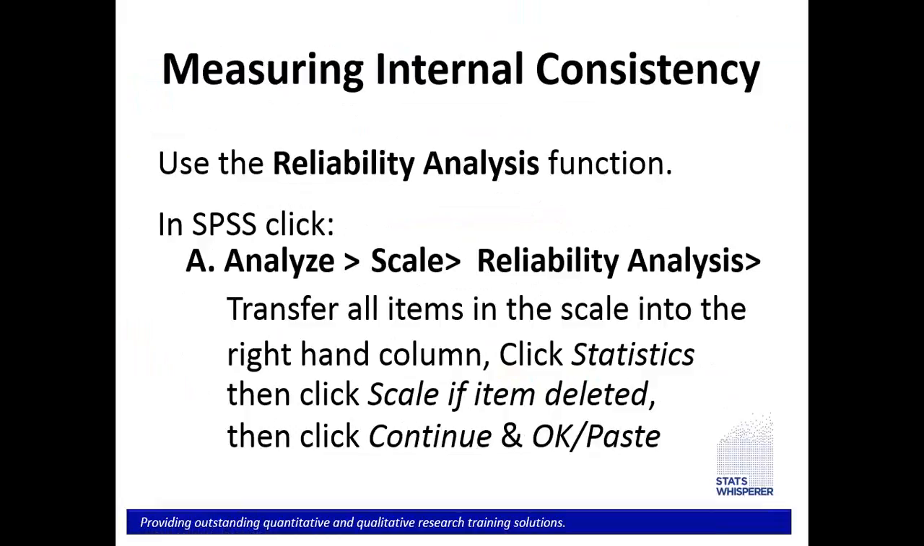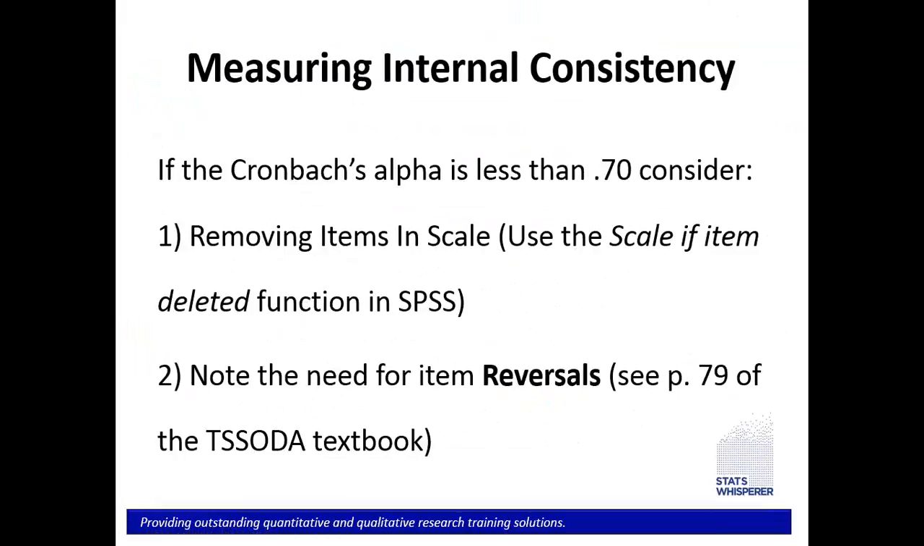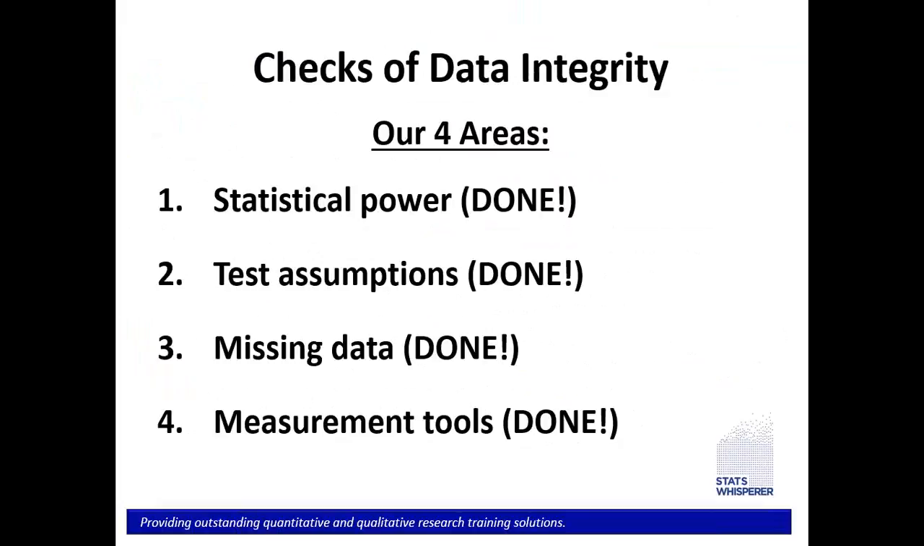Okay, so there's the path. If the Cronbach's alpha is less than 0.70, we should consider removing items from the scale with the scale if item deleted function. And then note, if we put in the original sad instead of the reversed, that might drag down the Cronbach's alpha because it's correlated the wrong way. So always check that if you have a low Cronbach's alpha. Okay, so there we go.